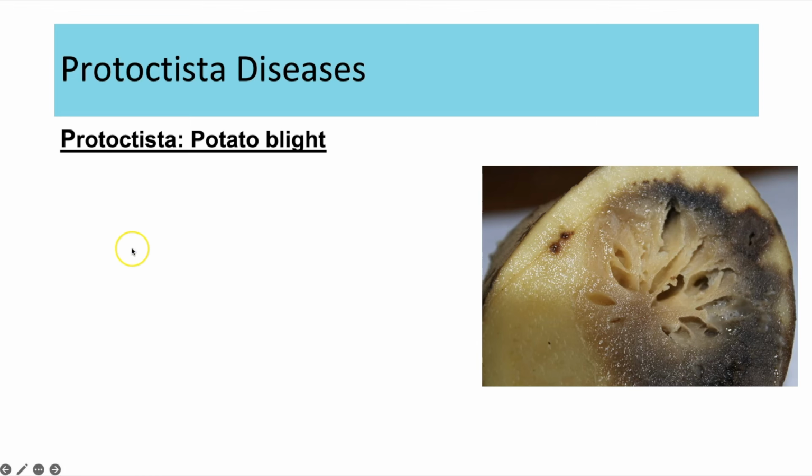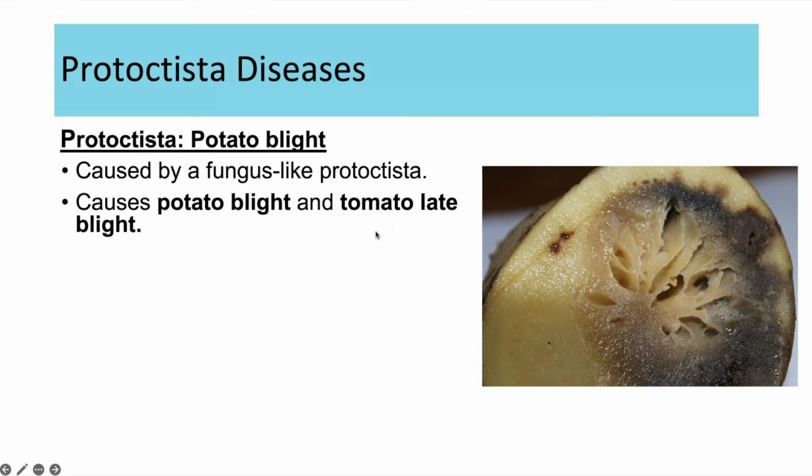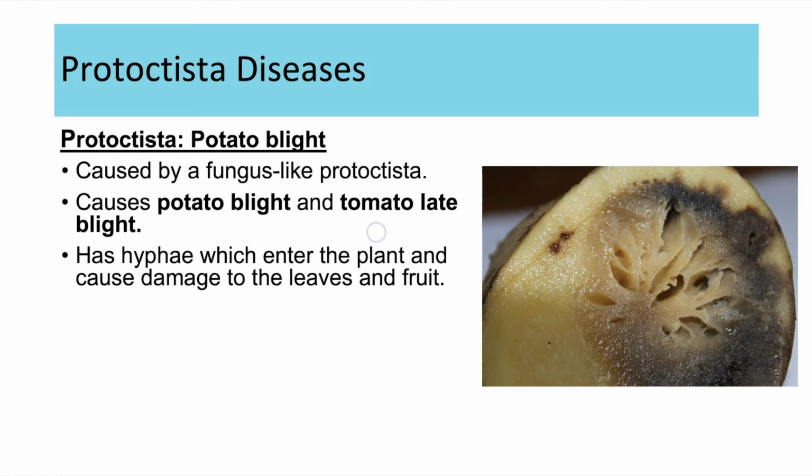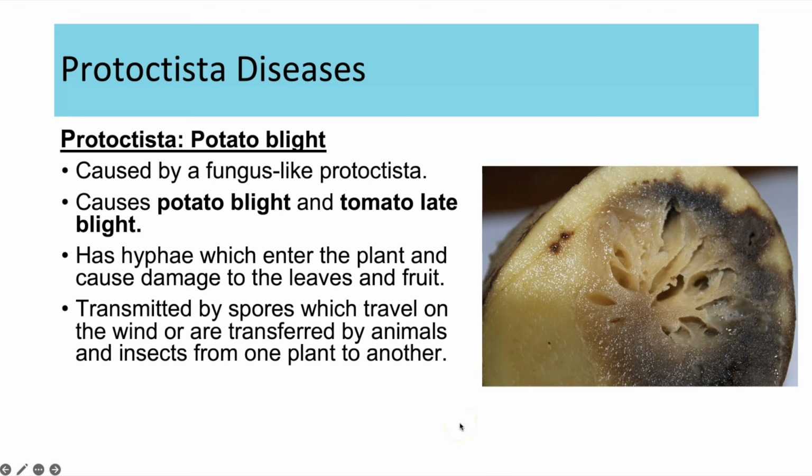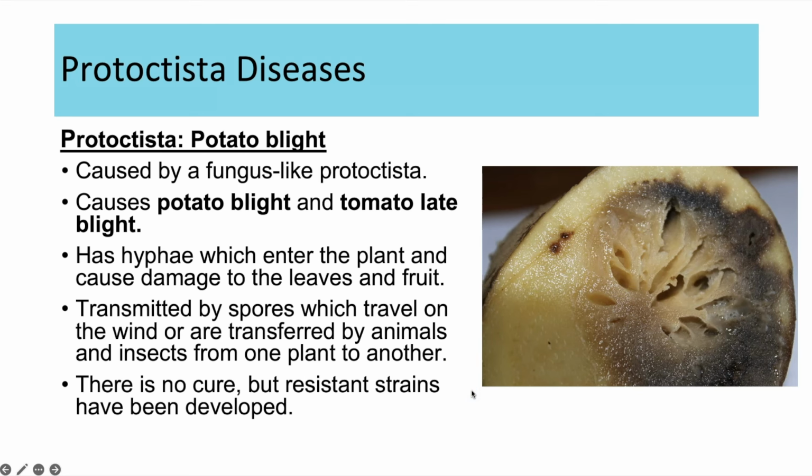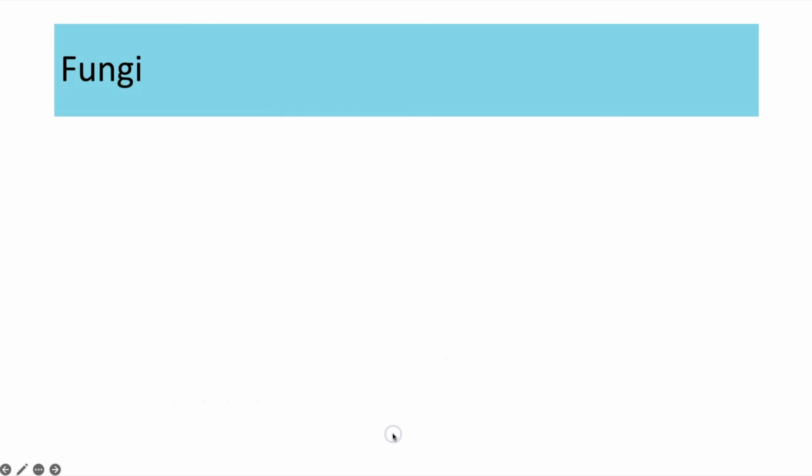The next disease then is potato blight. This is another Protoctista, caused by a fungus-like Protoctista, and it causes potato blight or tomato late blight. It has hyphae which enter the plant, and that is what causes damage to the leaves and the fruit of the plant. It's transmitted by spores which travel on the wind, or they can be transferred by animals and insects from one plant to another plant. There isn't a cure, but again, you can develop resistant strains against this disease.